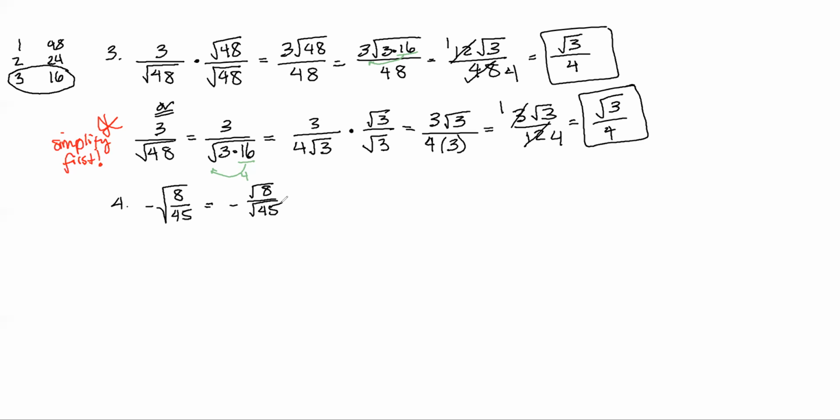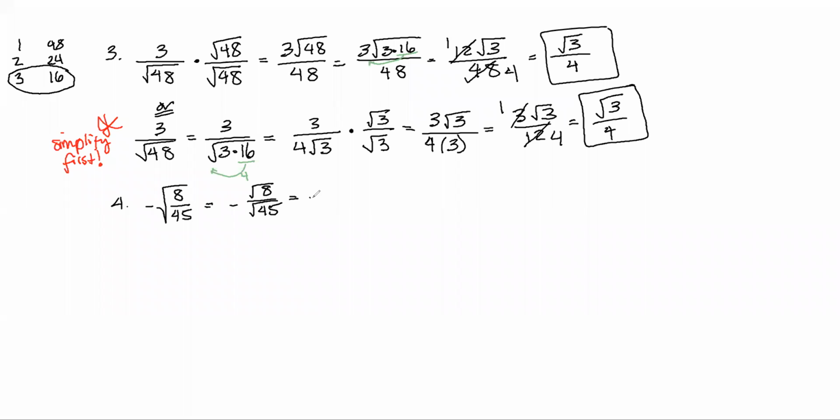Before I start rationalizing, because if we were to rationalize right now, this is such a really good example for this. Don't write this part down. If we were going to rationalize, we would multiply by the radical on the bottom, and we'd have to do 8 times 45. That's going to be a pretty big number that I don't want to deal with. Instead of doing that, let's simplify first.